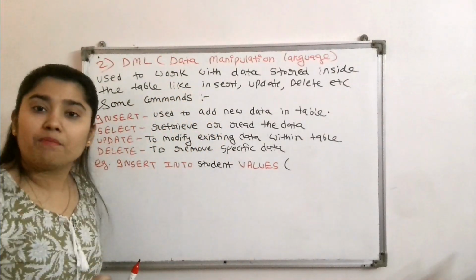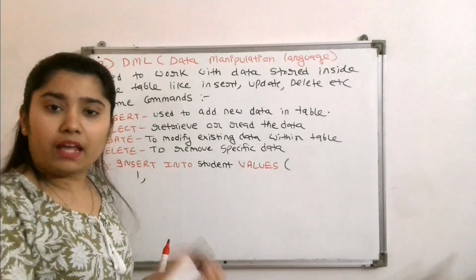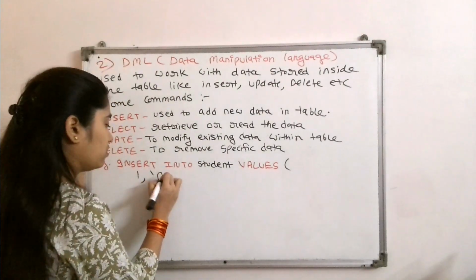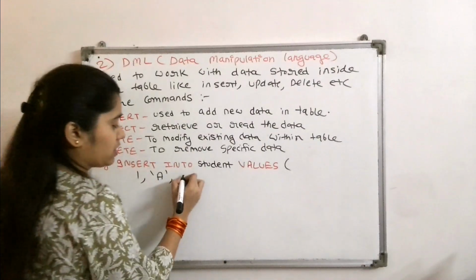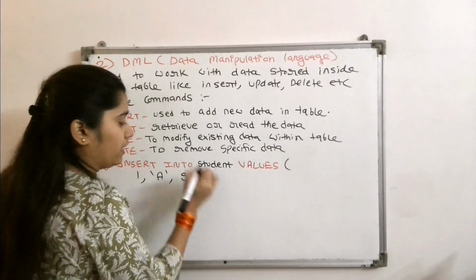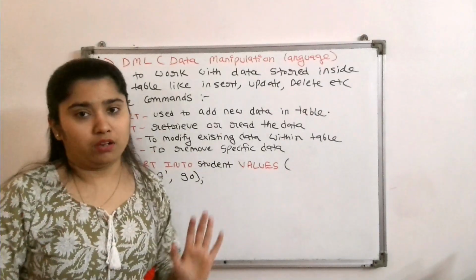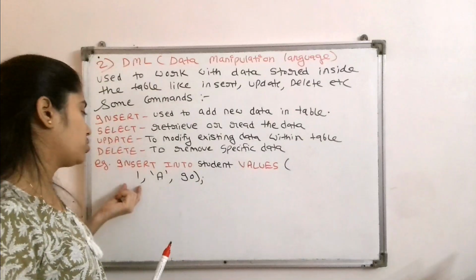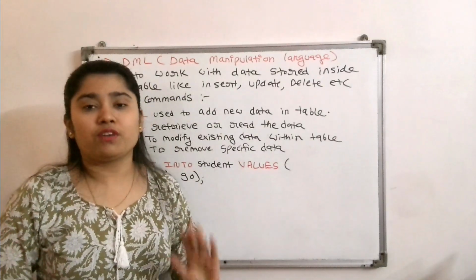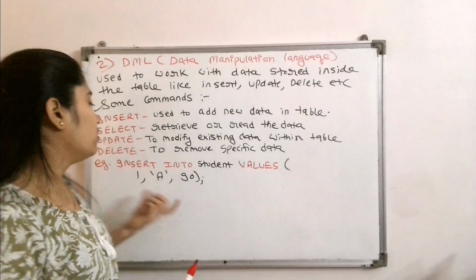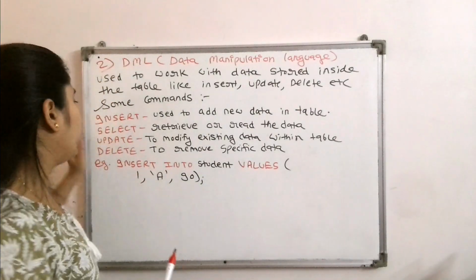Then we add the values for the columns we have. The first column was roll number, suppose we take 1. Then we have the name, suppose we take A. Then we have the third column, marks, suppose we take 90. So this is the first information we have added in the table. This is the first row: first roll number, then name, and then marks, as in the table we created. So this is the example of the insert command.